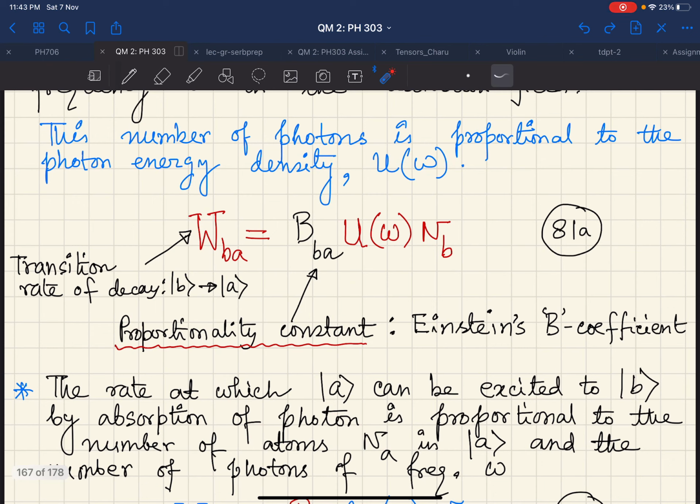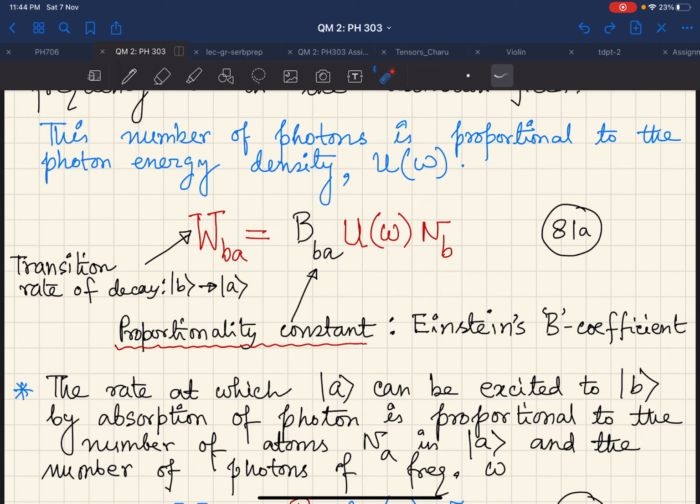For this process, you can think of WBA to be proportional to NB. It is also proportional to the number of photons with which it is interacting, and then this BBA can be thought of as a proportionality constant, which Einstein named as the B coefficient. It's just some naming.